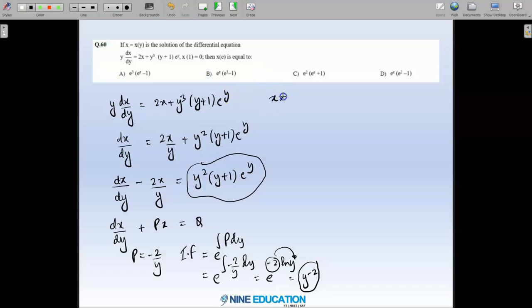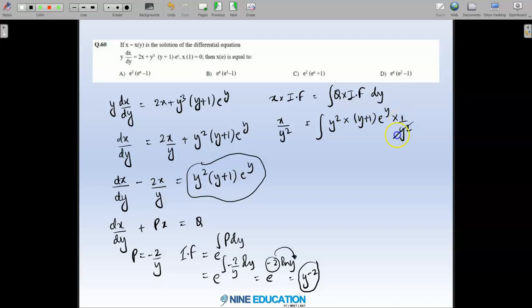Now to get the solution, we have to write x into integration factor equals integration of Q into integration factor dy. So x into integration factor will become x by y square, and here we can write Q, which is y square into (y plus 1) into e power y into integration factor 1 by y square. So this is cancelled straight away, dy. Now integration of e power y (y plus 1) is basically e power y into y plus some integration constant. So I can write from here x is equal to y cube e power y plus c y square.